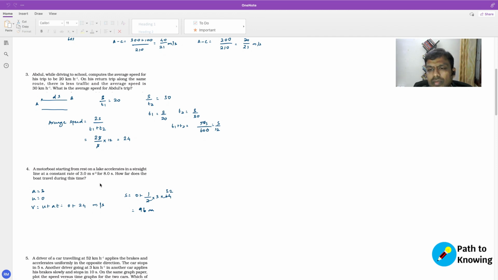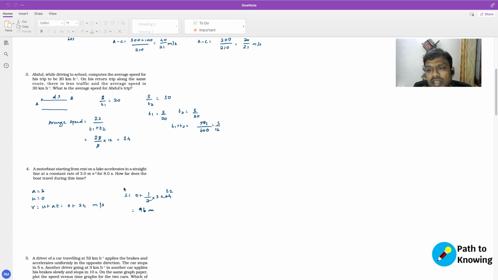So we have three things here. The motorboat starts from rest, which means that the initial velocity u is 0. The acceleration is 3 meters per second squared, and the time taken is 8 seconds.